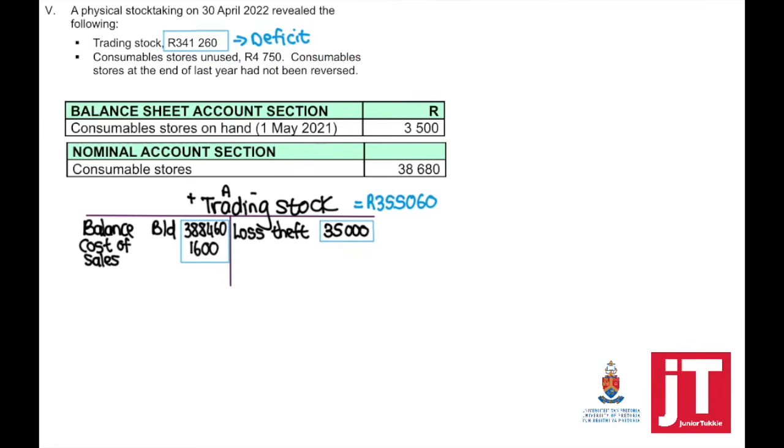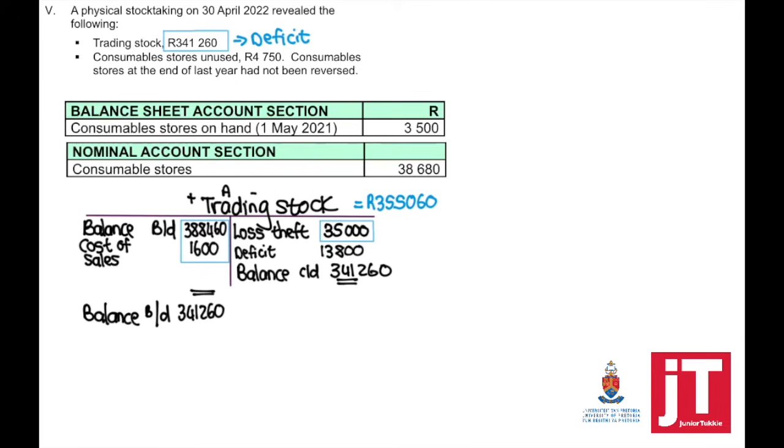If we compare, we can see that it's less than what our books are reflecting. And that means that there is a deficit. What else you can do? Take the debit side minus the credit side, and the balancing figure is your deficit of 13,800. I'm going to remind you again, this is why it's so important. Do the trading stock T account and make sure that you get this 100% correct.